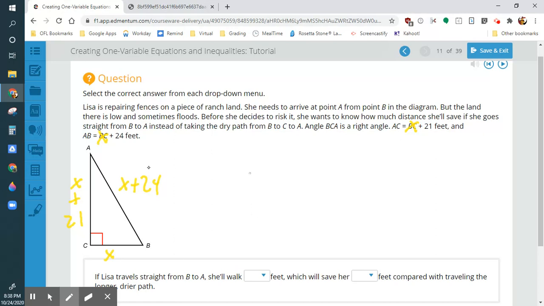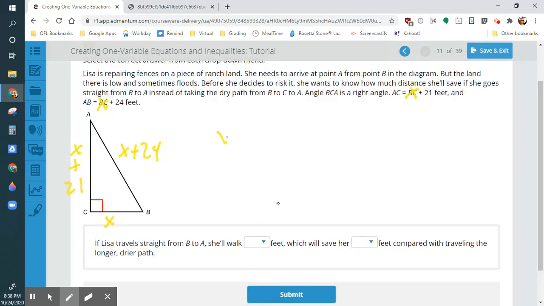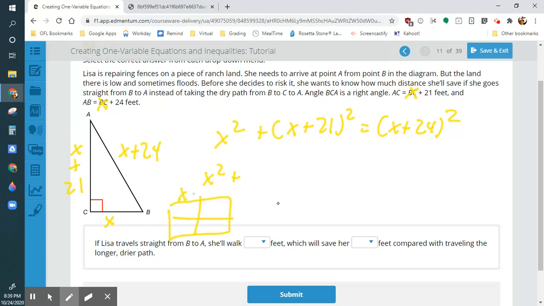So now if I want to solve this, okay, we're going to try to figure this out. We're going to say x squared plus, or x plus 21 squared is equal to x plus 24 squared. So if we do this, we get x squared plus, let's do a box method to figure out this 21 squared. 21, 21, x squared, 21x, 21x.